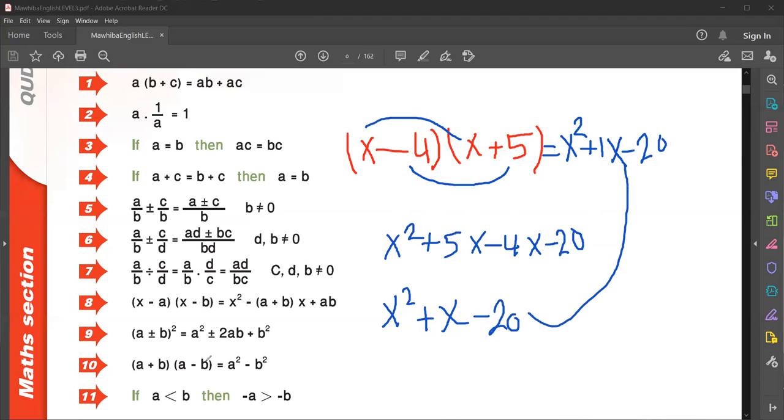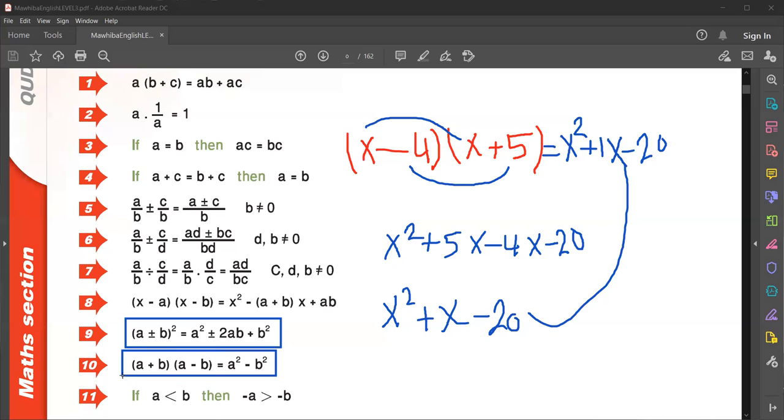Okay? We have also the rules here. Did you take this rule before? Because you are in grade 9, I think you took this rule. You see, a plus or minus b to the power 2 equals a squared plus or minus 2ab plus b squared. Did you take it before this rule, my student? Because these rules are important.